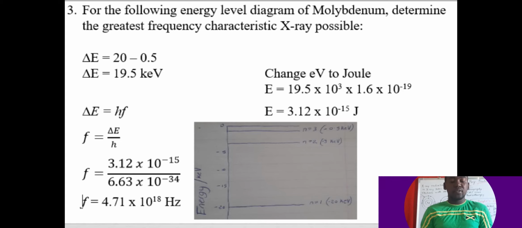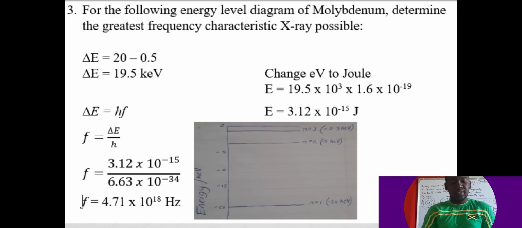Right? So if we look, if it drops from, let's say, 3 to 2, then that is just a 2.5 drop. Right? If it drops from 2 to 1, then that's a 17 drop. Or if it drops from 3 to 1, then that is a 19.5 drop. So the greatest would be moving from 3 to an energy level of 1. Right? So we know that the delta E, the change in the energy, since N3 is 0.5 keV, and N1 is 20 keV, 20 minus 0.5, we get 19.5 keV. And again, because that's in eV, electron volts, we change it over to joules. So it's 19.5 times 10 to the 3 for the kilo, times 1.6 times 10 to the negative 19, and we get 3.12 times 10 to the negative 15 joules.